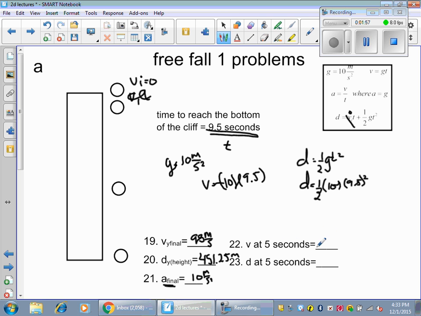Okay. Velocity at 5 seconds, that's this equation up here. Velocity equals g times t, which is 10 times 5 seconds, so that's 50 meters per second. All right. What's the distance at 5 seconds? That's the same equation as earlier. Distance equals 1/2 gt squared, so that's 1/2 times 10 times 5 squared, 125 meters.